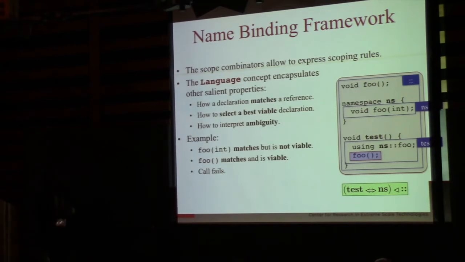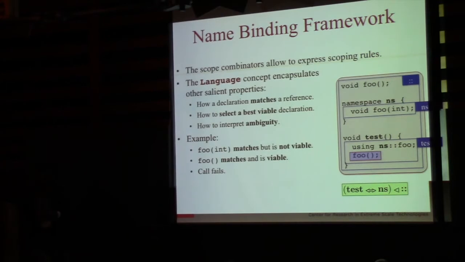And the language concept allows us to express all the properties of name binding that are not captured by those combinators. And it turns out that we can actually reduce all those properties in terms of only these three main properties. How a reference actually matches the declaration, which is usually by name, but sometimes there is normalization and several other things that come into play. How to select a best viable declaration when you have a set of declarations. Usually you can think of it as overload resolution. And also how to interpret ambiguity. I mean, usually ambiguity is an error, but that doesn't always need to be the case.